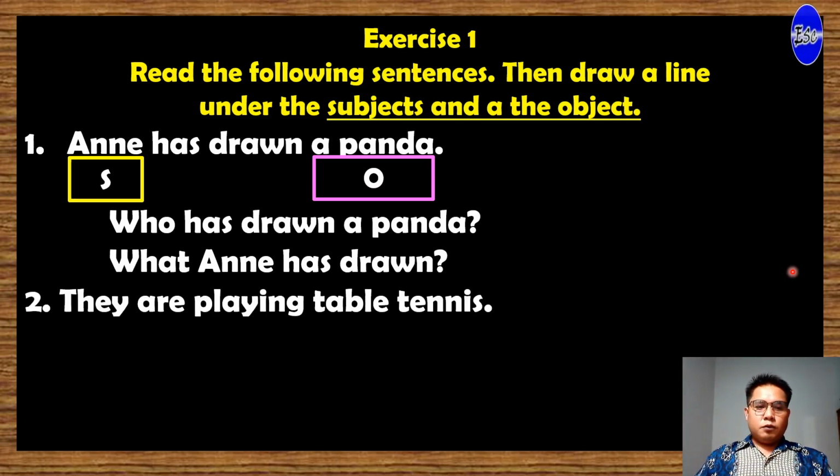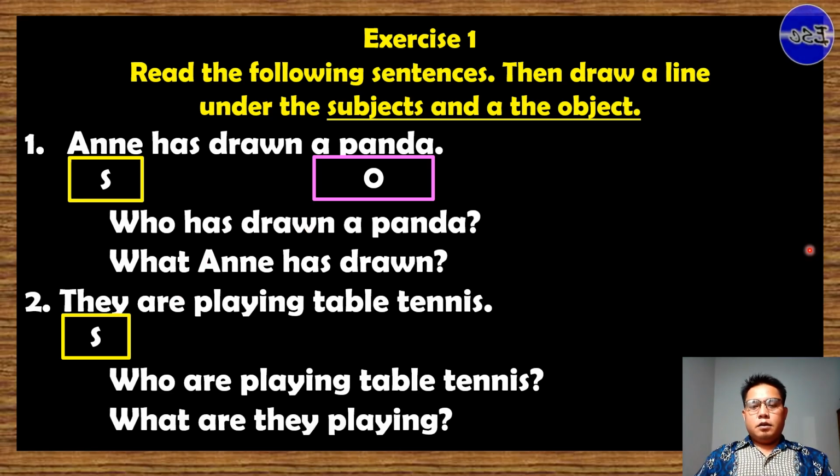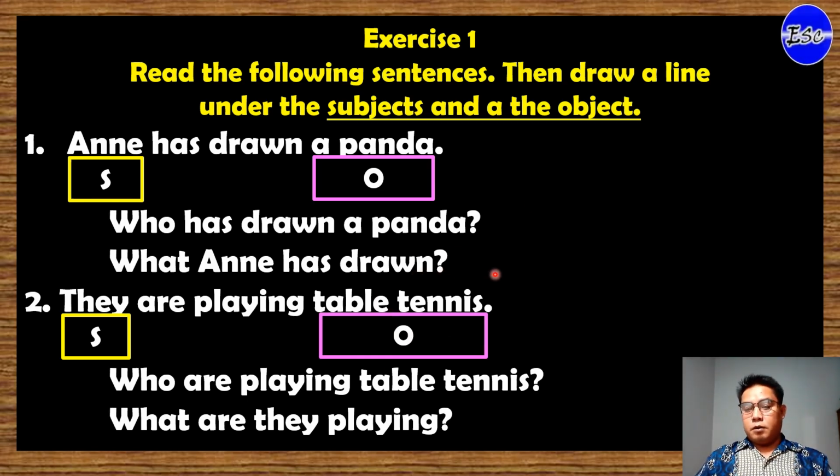Okay, and number 2, here I will also help you. They are playing table tennis. Again let's ask the question, who are playing table tennis? Okay, good. The answer is they. What are they playing? Correctly, table tennis. So apply these tips to the rest of the numbers, and you have 15 seconds before the correct answer automatically appears.